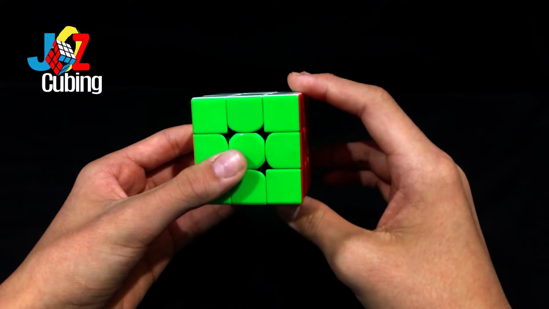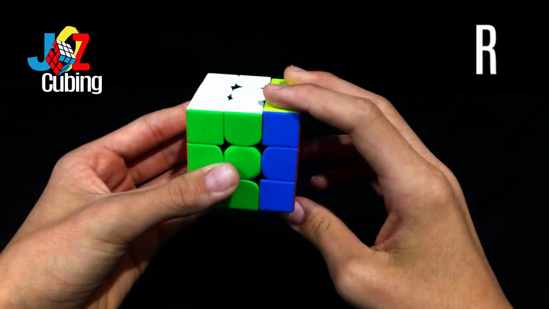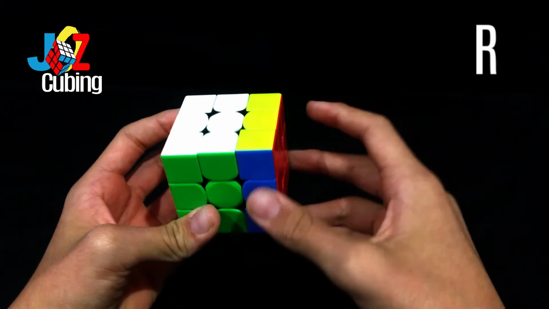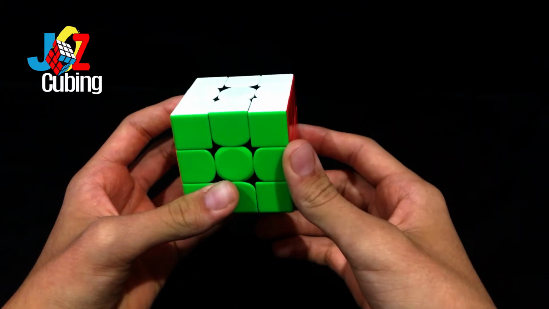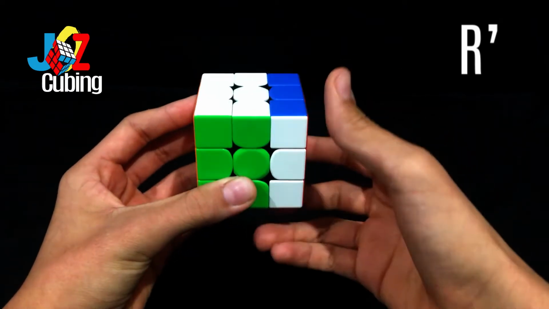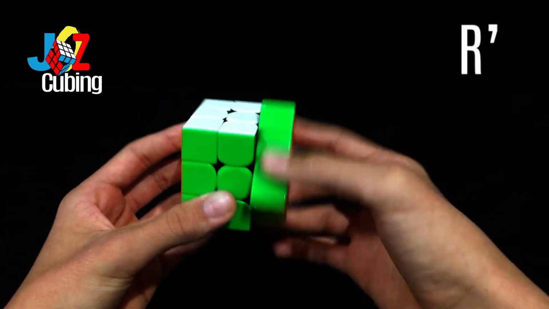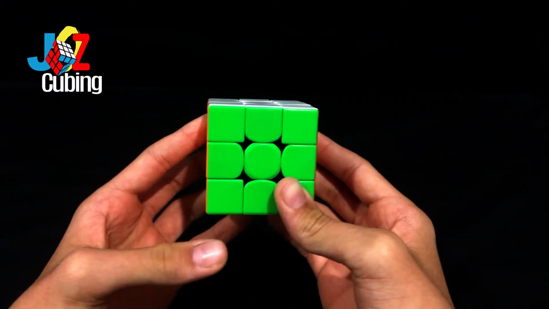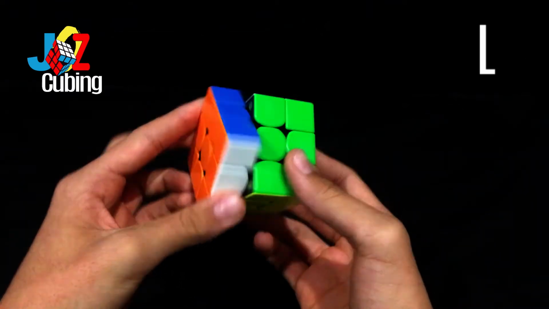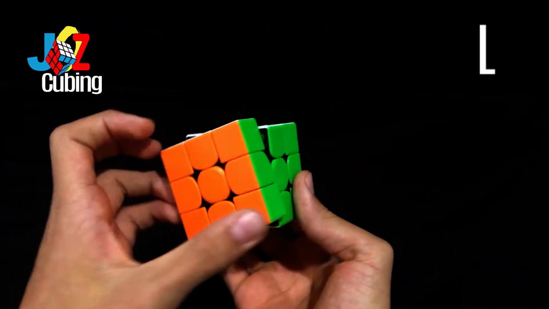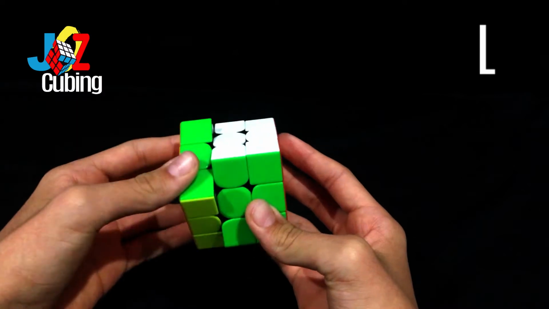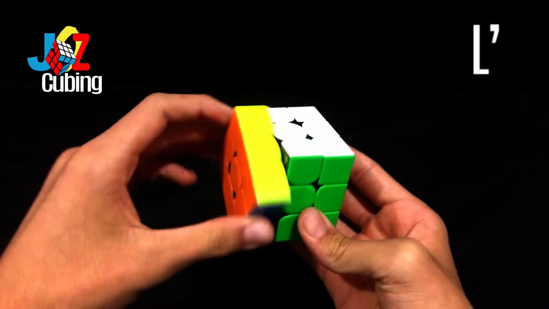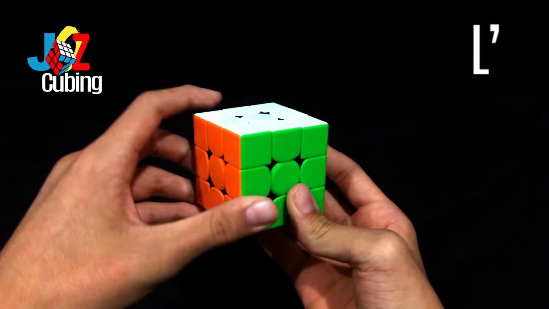So the first move we'll learn is R. This one doesn't have a prime, so that means it's just the right side clockwise, like so. The opposite of R is R prime. It has an apostrophe, so it goes counterclockwise, like this. The second move is L. It doesn't have an apostrophe, so it's just the left side clockwise. The opposite of L is L prime, which just means the left side anti-clockwise.